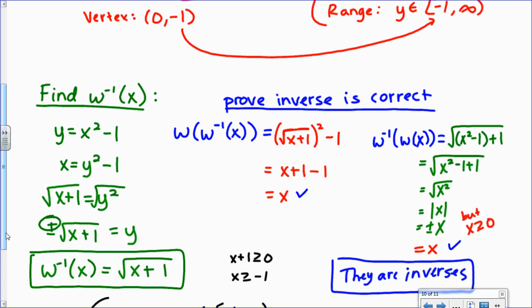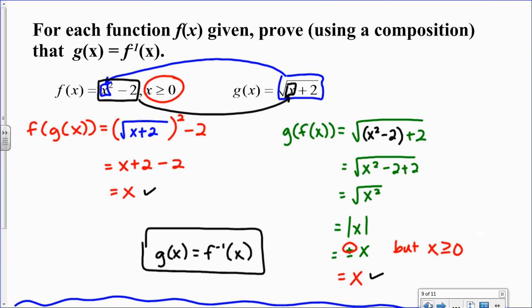There are some questions that could say, are these two functions inverses? So you do this proof, and if you don't get x and x, then they're not inverses. But like this problem, it's telling you this is true. It says prove this, so it's telling you that's true. So you should simplify and get x.